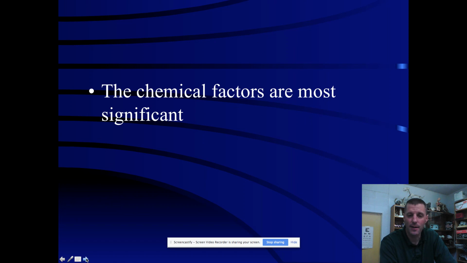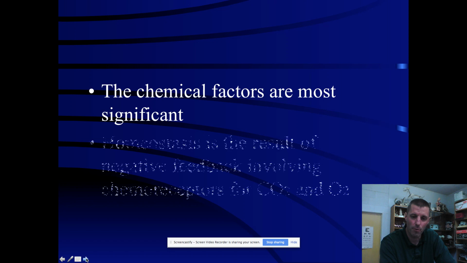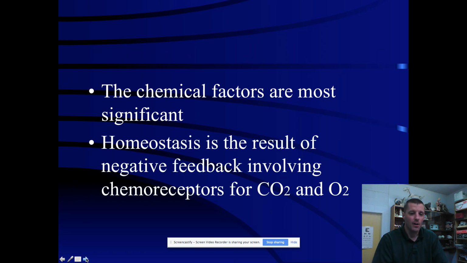What's the feedback that your body is giving with regard to your breathing? Homeostasis is the result of negative feedback involving chemoreceptors for carbon dioxide and oxygen. And this is kind of a unique thing, and we'll talk a little bit about why it can be dangerous to be on oxygen. It's vital to be on oxygen. For example, if you have COPD, you need some additional oxygen, but it has to be properly regulated, and we'll talk about that in a little bit. I'll let you finish writing that.